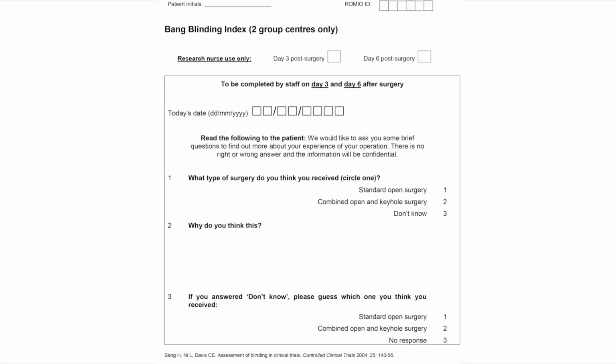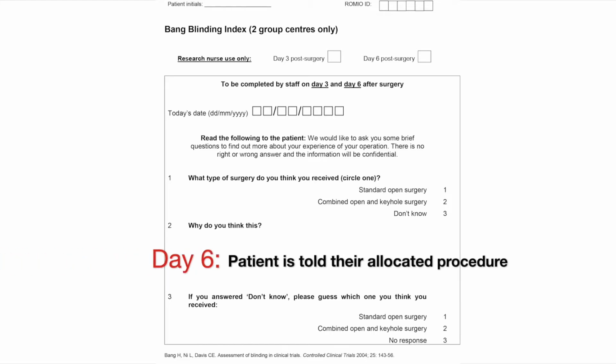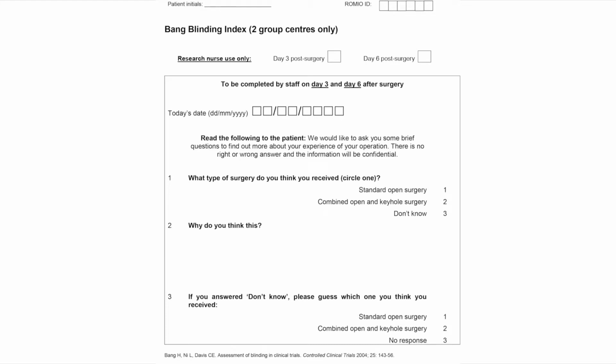After the quality of life questionnaires and pain scores had been completed, on day 6 post-surgery, the patient can be unblinded. Ideally, the person using the Bang blinding index should not know the patient's approach to the surgery. We read out the approaches just to remind them and ask the patient to guess.